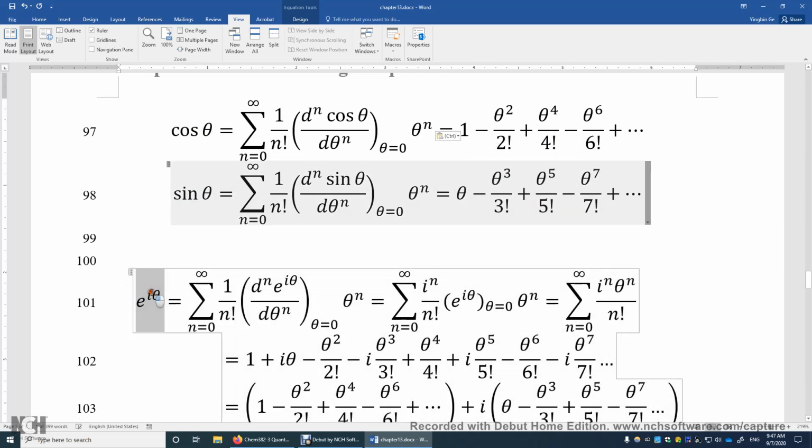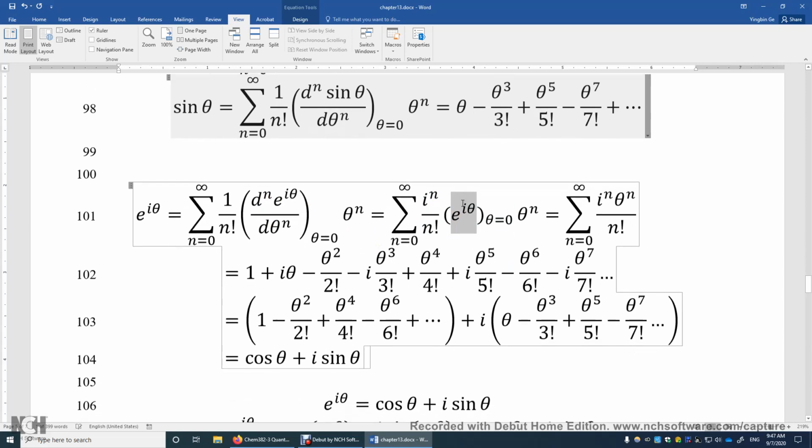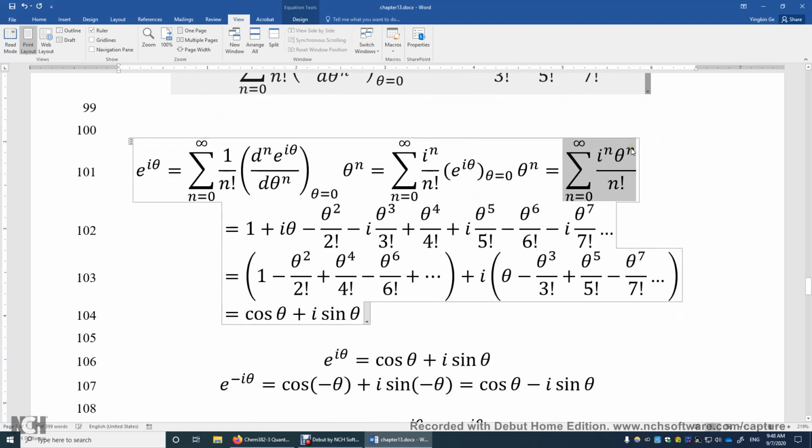Now e to the power of i theta, similarly we can expand this. We evaluate the derivatives of e to the power of i theta. It's right here, e to the power of i theta. We can take its nth derivative. The result is i to the power of n times e to the power of i theta. And then we plug in theta equals 0 here. We get this result. And now we plug in n equals 0, 1, 2, 3, 4, 5, 6, 7, etc.